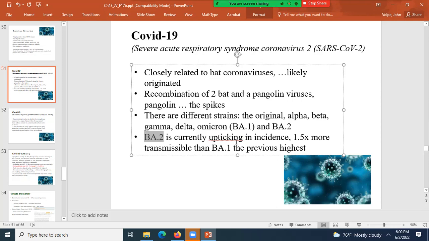BA2 is currently the most transmissible COVID-19 strain. It's 1.5 times more transmissible than BA1, which used to be the strain that had the highest transmissibility. But BA2 is even more transmissible than BA1. Any question about that?